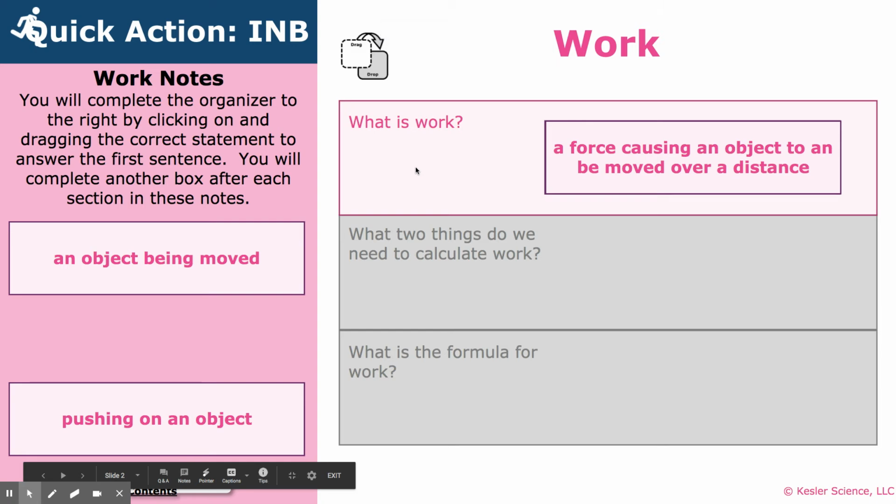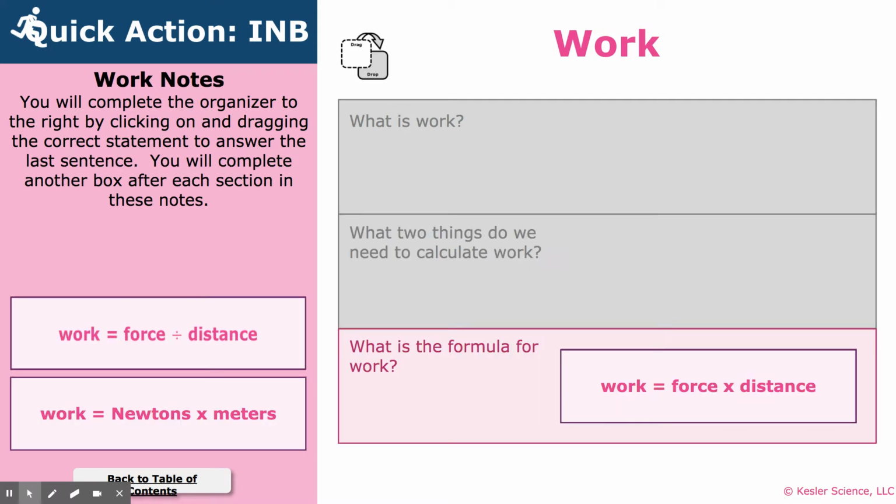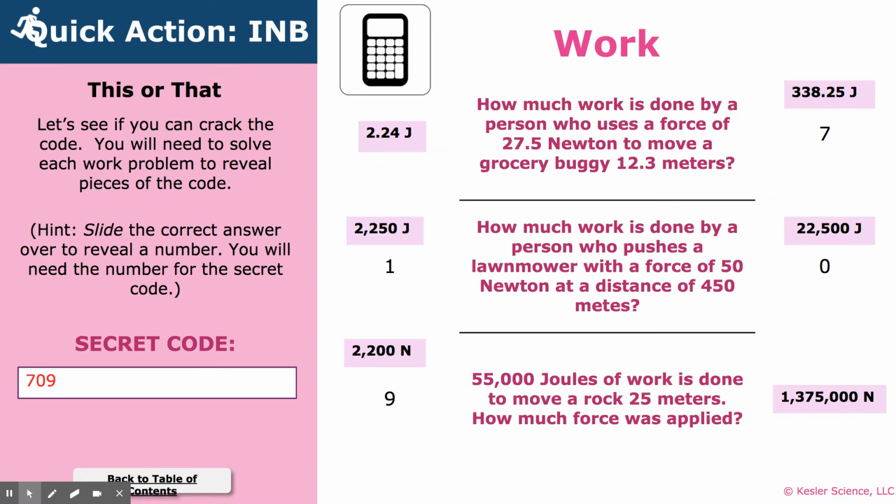So what is work? Work is a force causing an object to be moved over a distance. So remember, it has two parts. We're applying a force and the object is moving a distance. What two things do we need to calculate work? Force and distance. And what is the formula for work? Work equals force times distance.